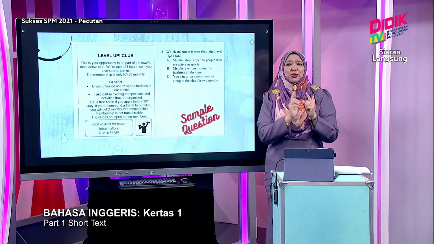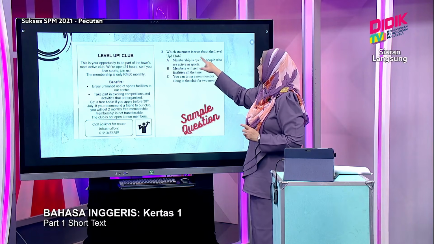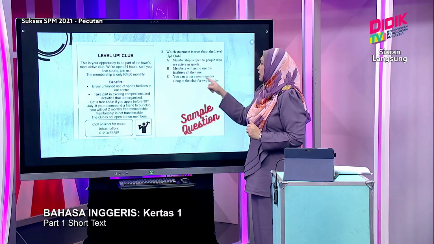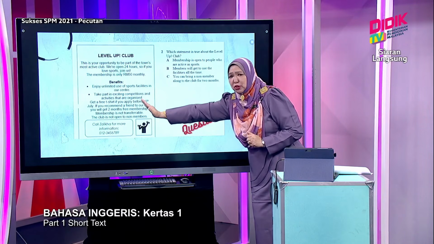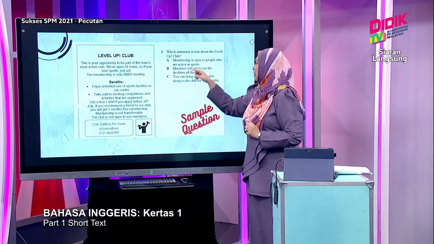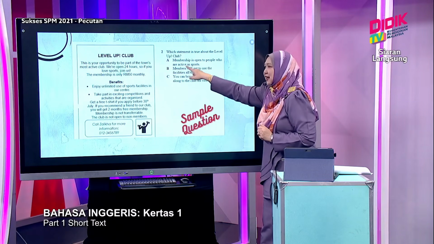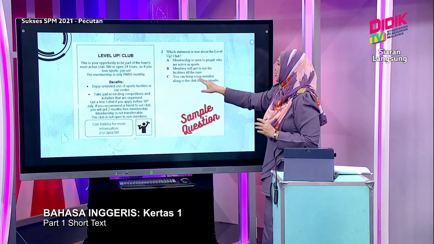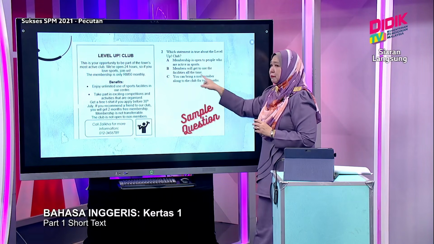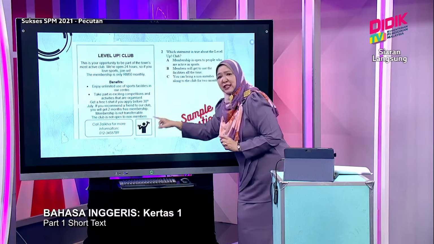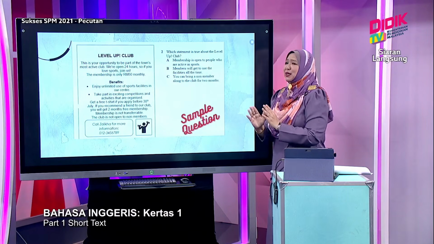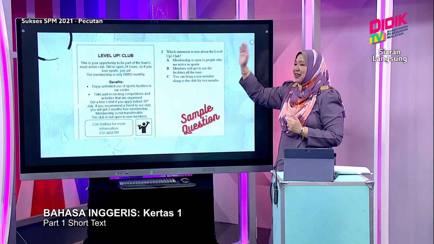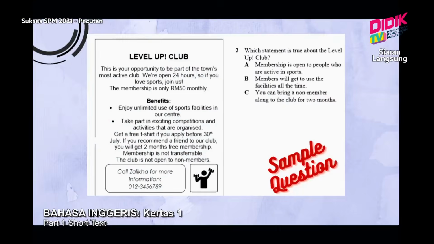So that is how you look for clues. Okay, the keyword here is true. You want something that is true, and then when you look at the answers given, go back to the stimulus, and the clues are there. For example, open to people who are active. Active is not the same as love, so that is not the answer. And then you can bring a non-member, but here it says not open to non-members. So that is how you match the clue to the one in the stimulus. So that is how you answer part 1.